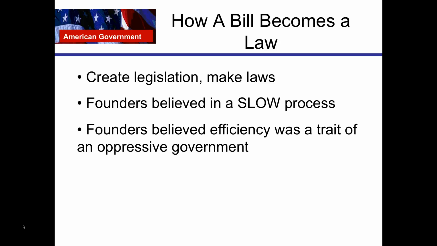So the founders believed in a slow process. The founders believed efficiency was a trait of an oppressive government. Basically, you could say that they believed an efficient government was also efficient at tyranny. So the system of checks and balances that exists in the legislative process reduces efficiency. And political philosophers will argue if that's a good thing or not. So let's look at that process.